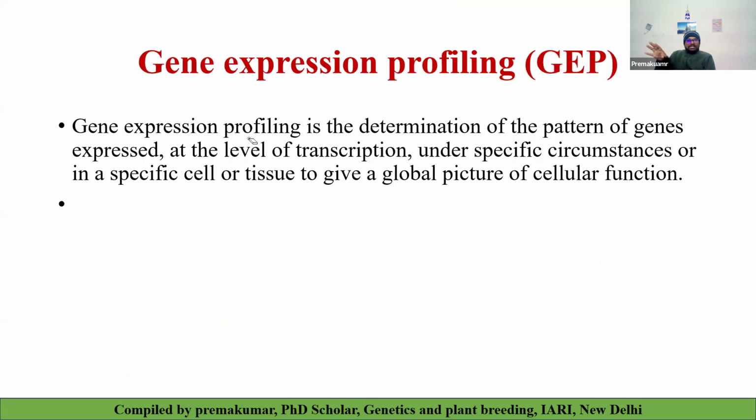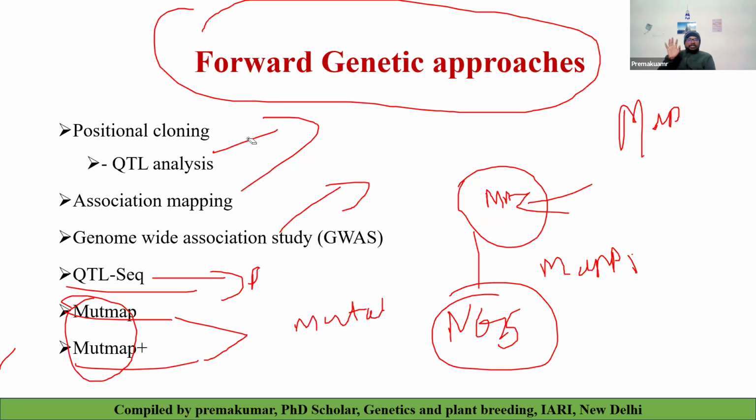Nobody is going to ask in the exam, but you should know what is TILLING, what is gene silencing, what is CRISPR, what is virus-induced gene silencing, what is insertional mutagenesis. At least you should know the definitions. But you should know in detail about forward genetics because it is an integral part of plant breeding.